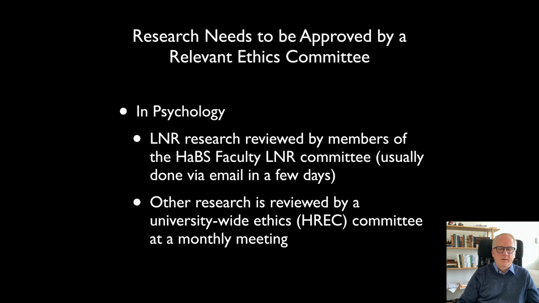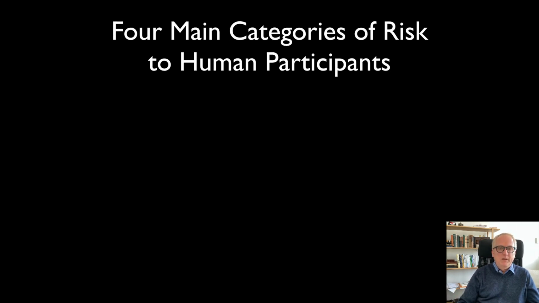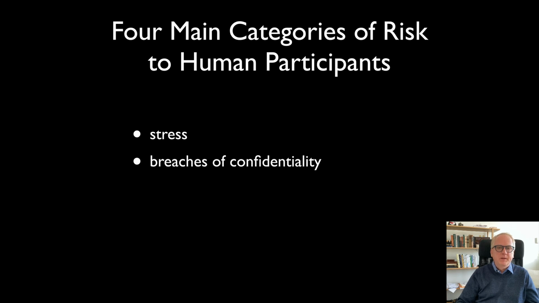Now, how do they know stuff is ethical? Well, the guidelines in the national statement specify all of the things that you need to consider. But I'll boil down a lot of those considerations to 4 main categories of risk to human participants. So I'm going to talk about 4 main categories of risk to people in research. One category of risk is what's called stress. Then we have breaches of confidentiality, deception, and invasive procedures. Those are our 4 main categories of risk that we evaluate new research studies on.